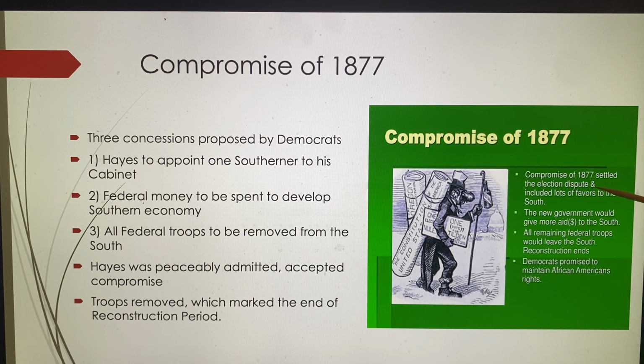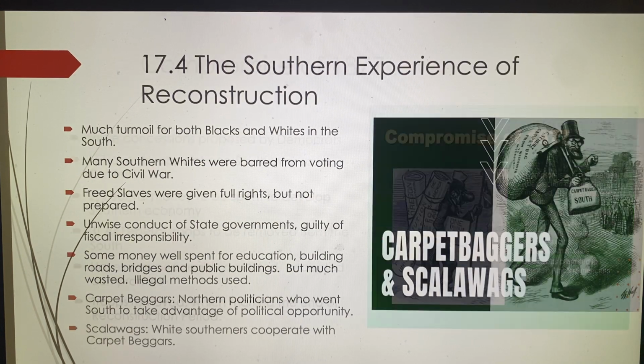It settled the election dispute and included lots of favors to the South. The new government would give more aid to the South, and all the remaining federal troops would leave the South. There would be no federal troops in the South. And the Democrats promised to maintain African American rights. So this was the compromise, and President Hayes signed it.